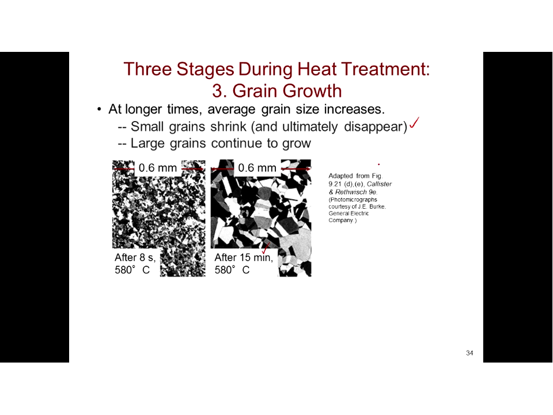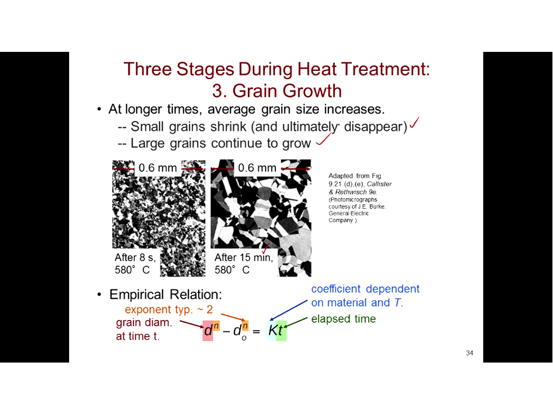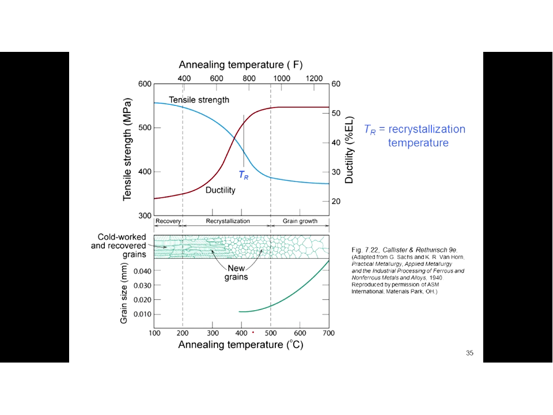The small grains don't survive. They're usually pushed out by the larger grains, and the bigger grains continue to grow. The longer you anneal a sample, that is hold it at a fixed temperature, the larger the average grain size in the sample is. You can relate the grain diameter at a time t to the original sample's grain diameter and the elapsed time at a particular temperature.